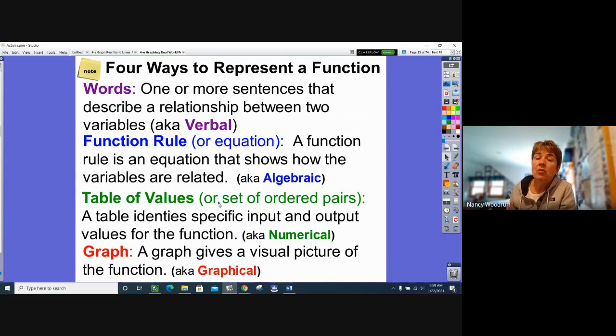Now, when we do use a real world example, we probably won't have those negative inputs because of what that real world is talking about. You don't have negative months, you don't have negative dollars. So the negatives tend to go away in a lot of our real world examples, and then we're going to graph it. So we're going from words to a rule to a table to a graph. And today, the function rule is basically given to you.